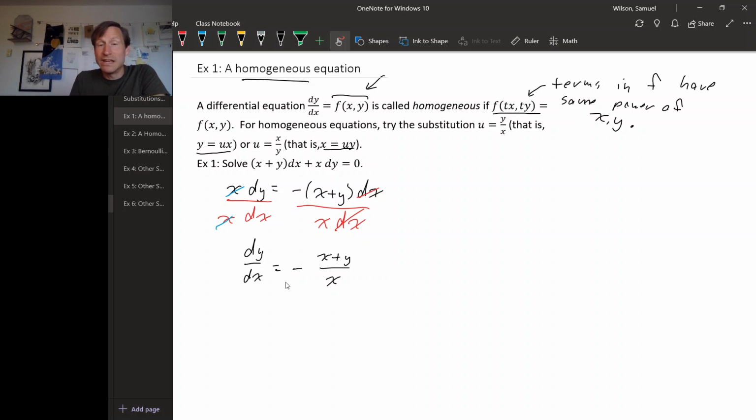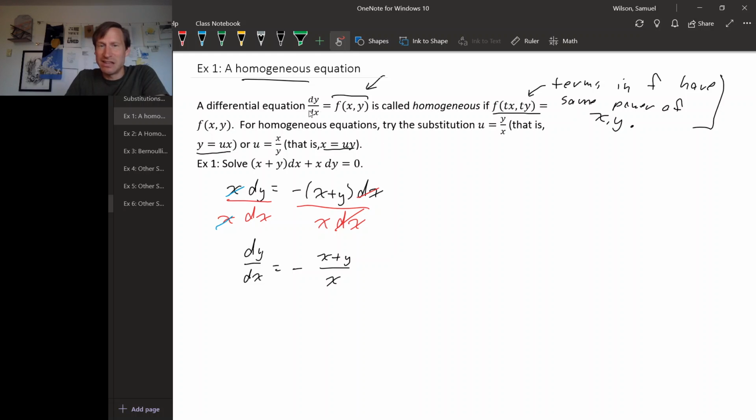Okay, so is this actually a homogeneous equation? Well, if you look at this idea of what homogeneous is, all the terms in the right-hand side have the same power of x and y. Yeah, that's true. They all have a total power 1, right? The x is power 1, y is power 1, and this x down here is also power 1.